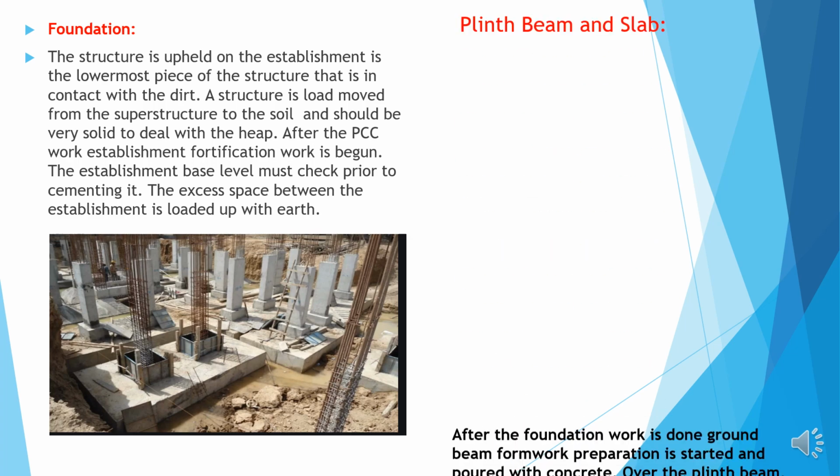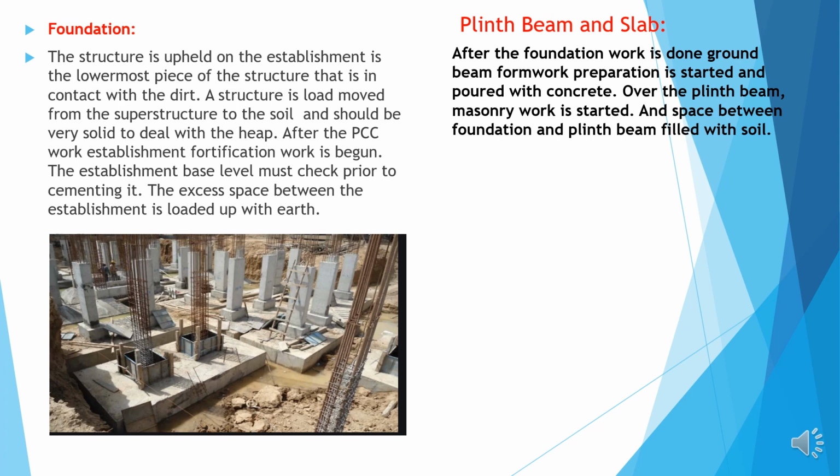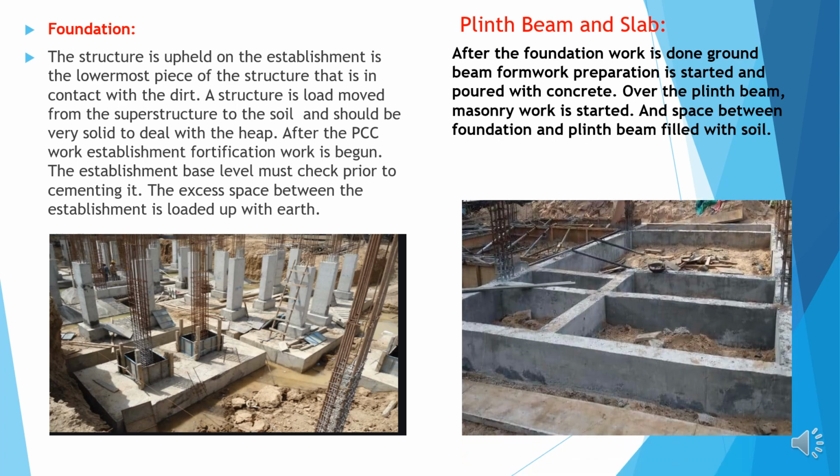Plinth beam and slab. After the foundation work is done, ground beam work preparation is started and poured with the concreting. Over the plinth beam, masonry work is started and the space between the foundation and the plinth beam is filled with the soil. This is the image of a plinth work, how it has been executed.